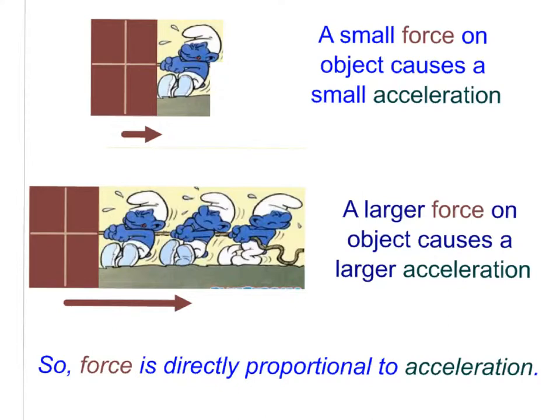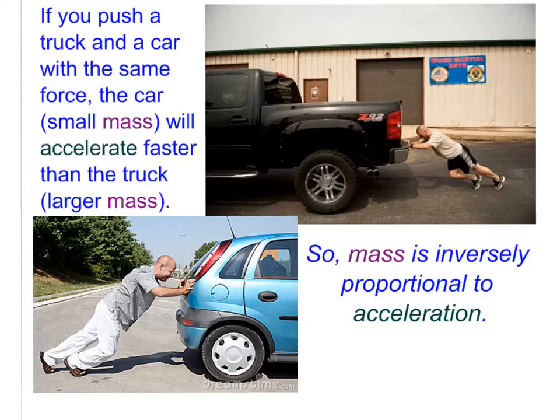So let's take a look at this mathematical relationship and think about it in terms of how the real world works. You know that if you exert a small force on an object, it would cause a small acceleration or change in velocity. A larger force acting on that same object would cause a larger acceleration. We know that force is directly proportional to acceleration.